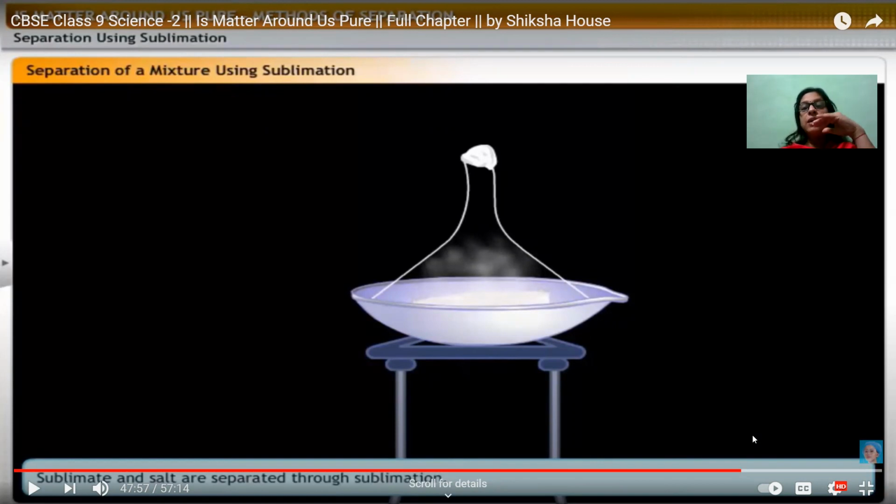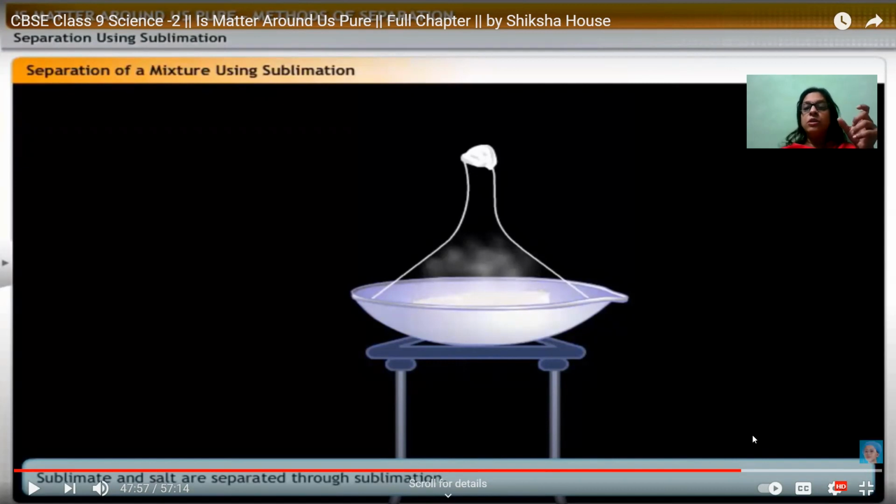So all the ammonium chloride gets deposited at the neck and on the sides of the funnel, whereas the salt is left as a residue in the china dish. Means both the substances get separated, and after that we cool this mixture. Means we just let it cool for 5 to 10 minutes. 10 minutes तक के लिए आपने छोड़ दिया.